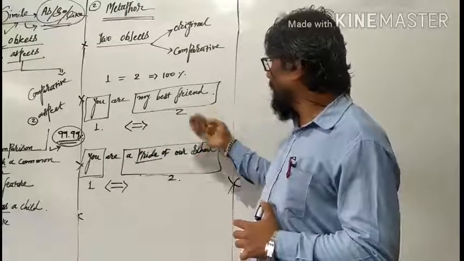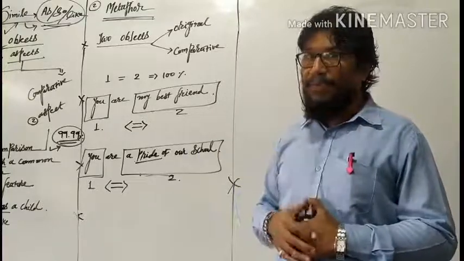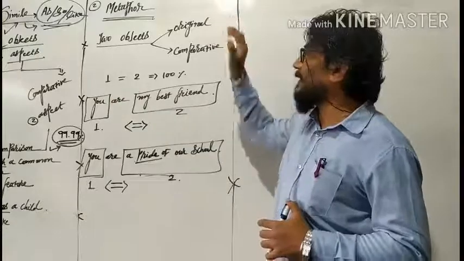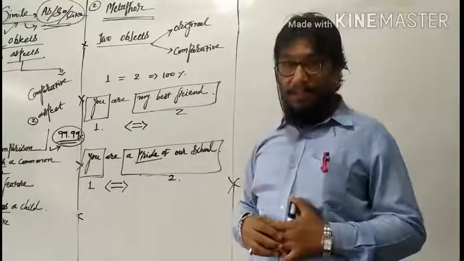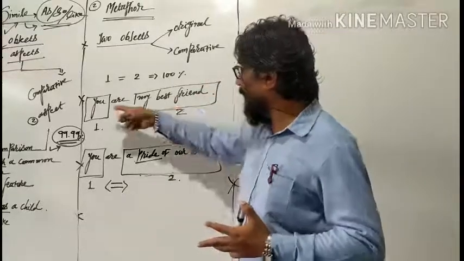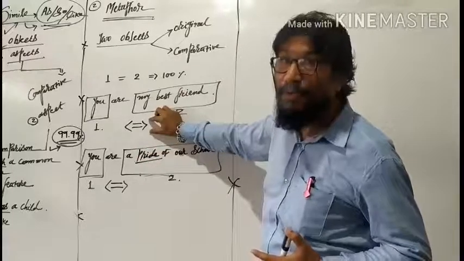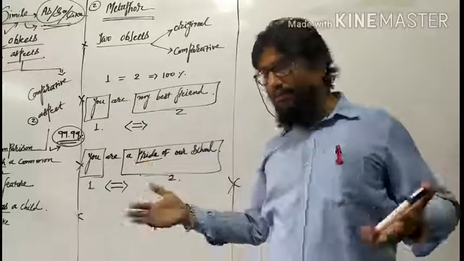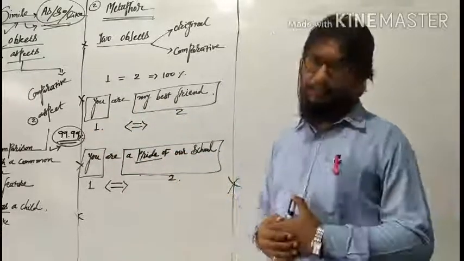You are my best friend. "You" is the original aspect. "My best friend" is the comparative aspect. But you are my best friend, and my best friend is you. So here we have written both ways implied. If you move ahead this side, same. If you move ahead this side, it's the same.